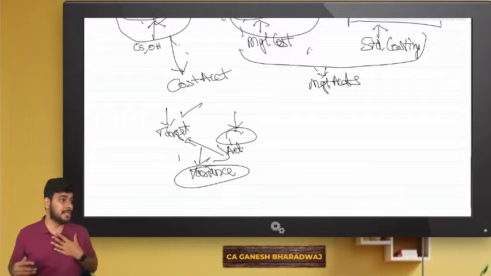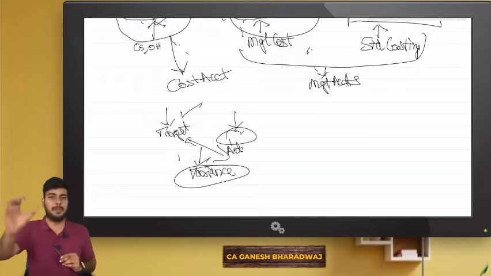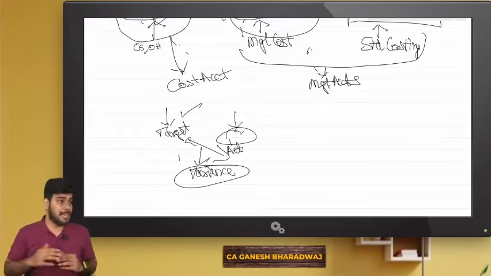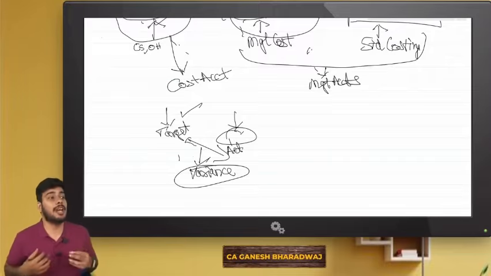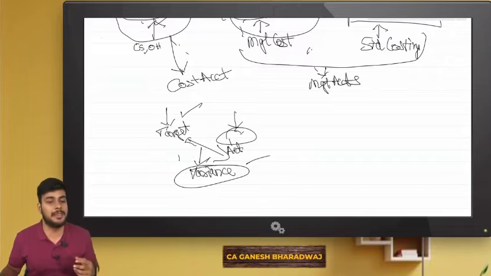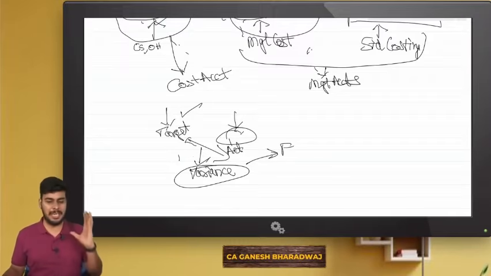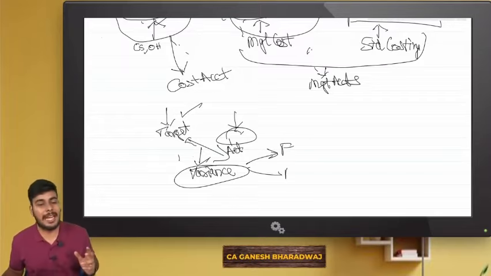Now, if this difference helps you increase your profit, or let's say if the person has done a proper work, if he is super efficient, that's called a favorable variance. And if that person was inefficient, it is called an adverse variance.